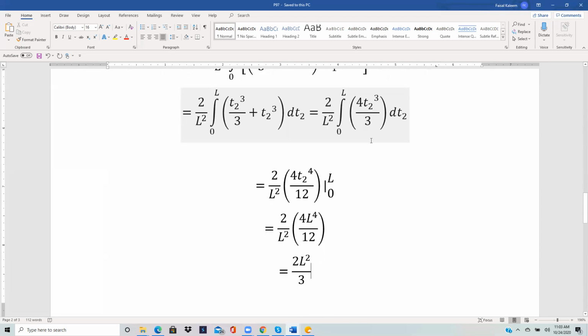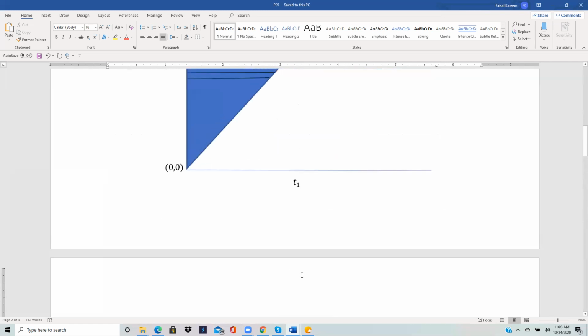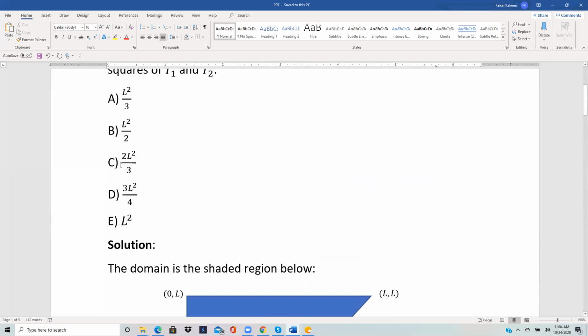And now you integrate with respect to T2. So 2 over L squared is a constant, and it's 4 over 12, the integral of this. And it eventually reduces to 2L squared by 3, which is choice C.